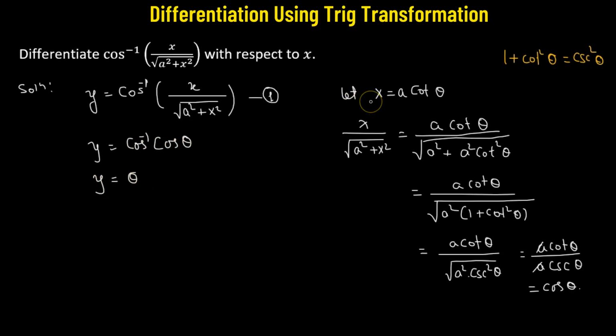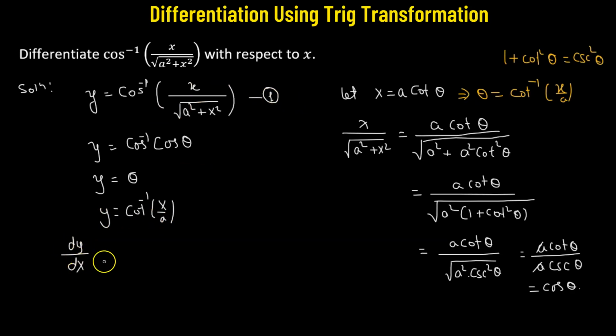Now since we took x to be equal to a times cotangent of theta, this implies that theta must be equal to the cotangent inverse of x over a. So we'll replace the theta value with cotangent inverse of x over a. This is the reduced form of y as given in equation number 1. Now we'll take the derivative on both sides with respect to x. That means we'll take the derivative with respect to x of the cotangent inverse function of x over a.